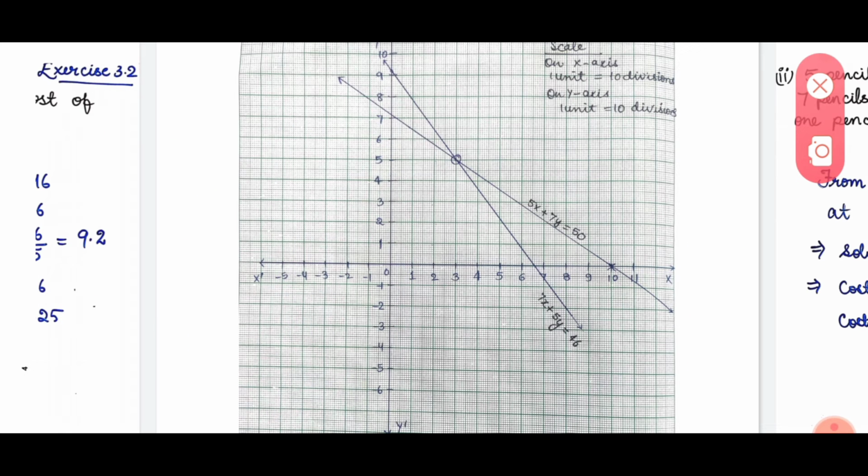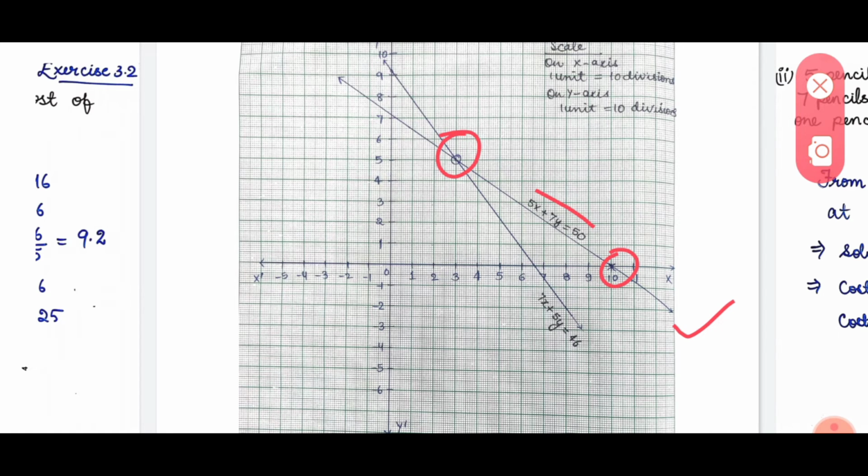Now you can see the graph on the screen. The line representing the equation 5x plus 7y equals to 50 passes through the point 3, 5 and 10, 0. After joining these 2 points, you will get a straight line as shown in the graph.